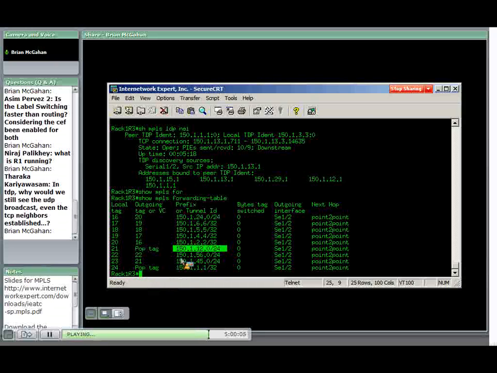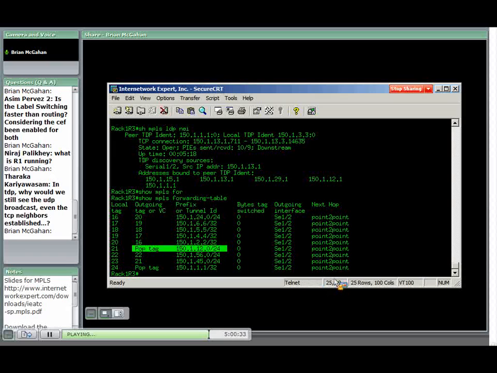Okay, so it means that, let's say a packet comes in with the tag 16, with the label 16. It means that we are going to send it out serial 1/2 with a label of 20. So what this means is that if a packet comes in with a label 16, it's going towards 150.1.24.0. We're going to send it out serial 1/2 with a label of 20.